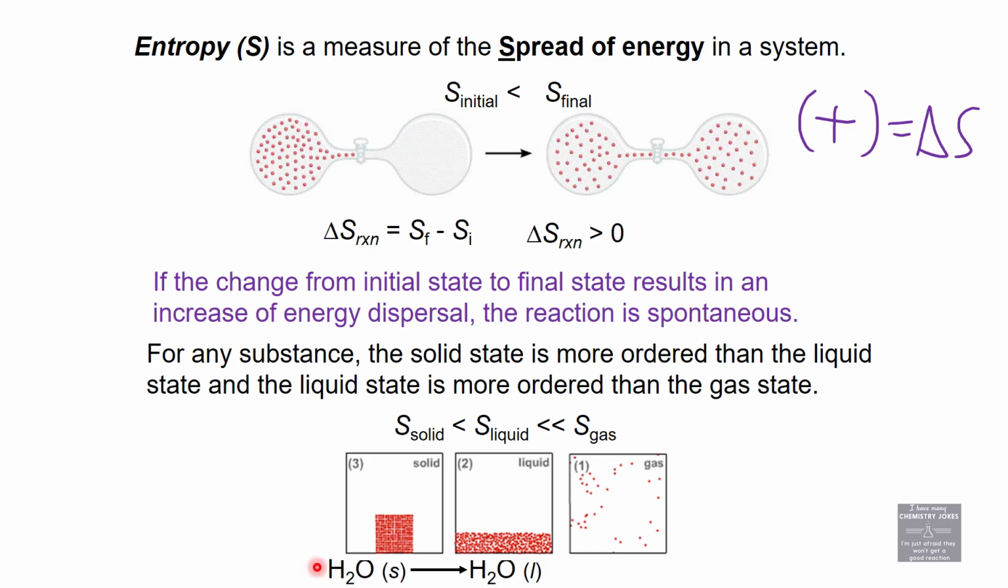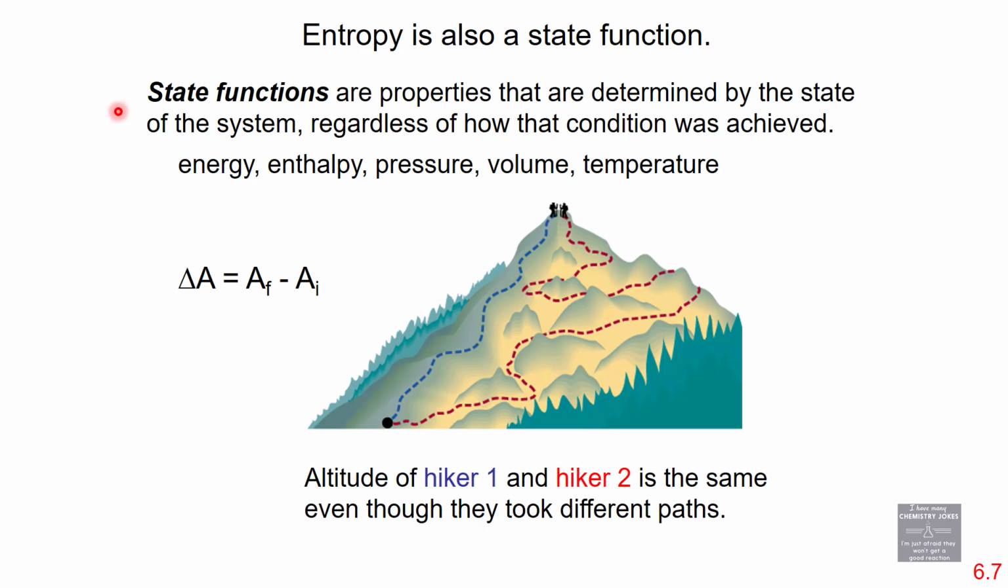If you're melting water, going from solid to a liquid, that's creating more disorder by becoming a liquid. This process has a positive delta S, right? Delta is always final minus initial. Don't forget that. Delta is always final minus initial. Okay, so entropy is a state function.